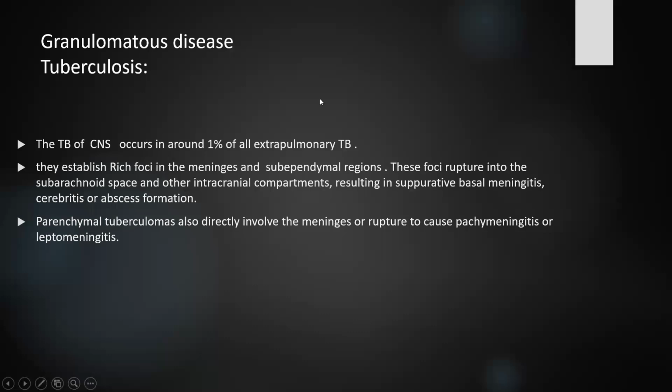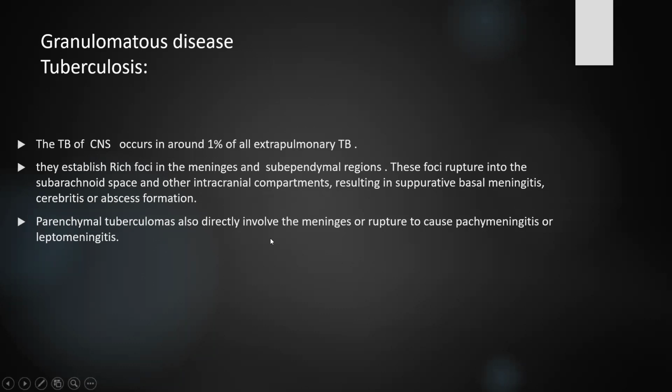Tuberculosis, one of the granulomatous diseases. TB of the CNS occurs in around 1% of all extrapulmonary TB. They establish rich foci in the meninges and subependymal region. These foci rupture into the subarachnoid space and other intracranial compartments, resulting in suppurative basal meningitis, cerebritis, or abscess formation.